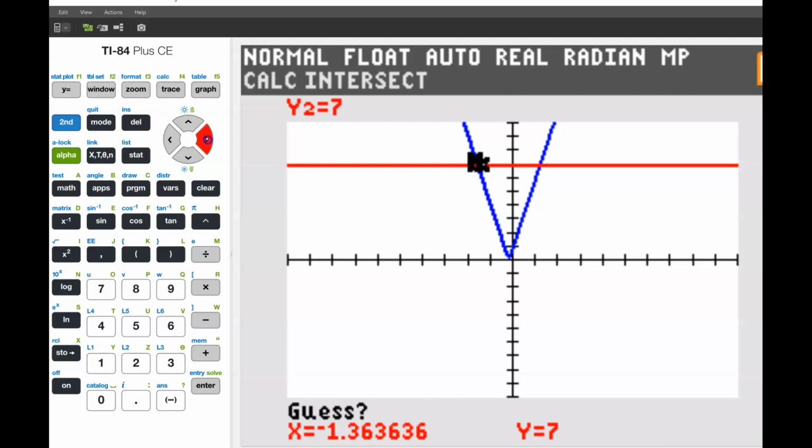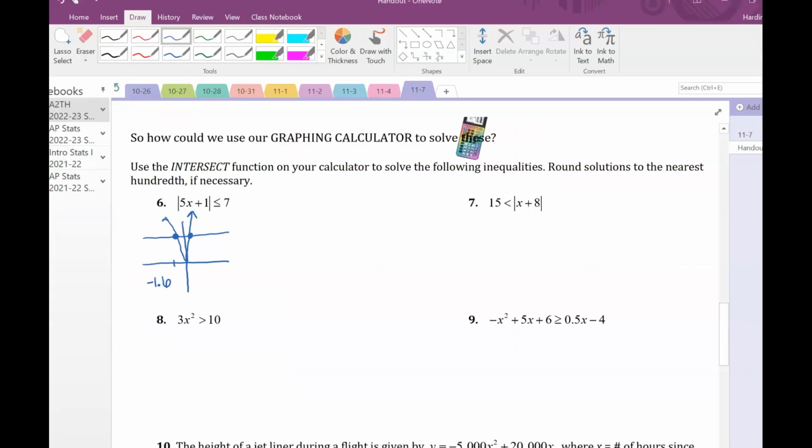And then for the guess, I want to get the other intersection point. It'll just take a second. And then, oops, hit it a bunch of times. 1.2 is the other intersection point. So this intersection point happens at 1.2. So when is the absolute value less than 7? It's in this whole area from negative 1.6 to positive 1.2.